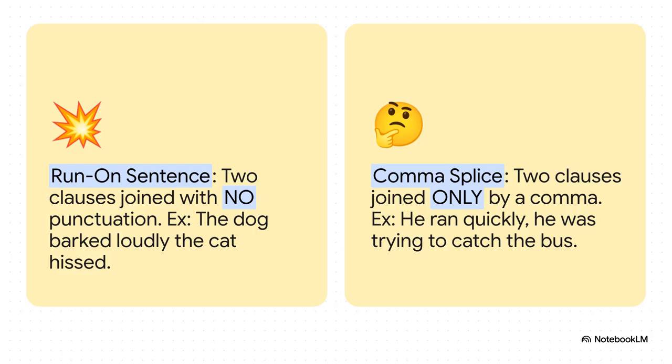On one side, you've got the run-on sentence. This is basically a full-on collision. It's two complete ideas just, bam, smashed together with zero punctuation to separate them. Then you have its sneaky cousin, the comma splice. This one looks like it's trying to be correct, right? It uses a comma. But here's the thing. A comma by itself just isn't strong enough to join two complete sentences. It's like trying to hold a bookshelf together with a piece of tape. It's just not going to work.